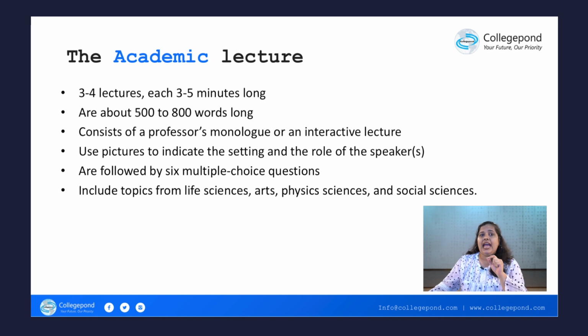It will usually have a professor's monologue, or it could also be an interactive lecture where the professor is speaking and some of the students are maybe raising a doubt or communicating with the professor. You will also see some pictures in the background when the audio file is playing. Those pictures will give you an idea about the overall setting in which the conversation is happening. After you finish listening to the conversation, you will see around 6 multiple choice questions.